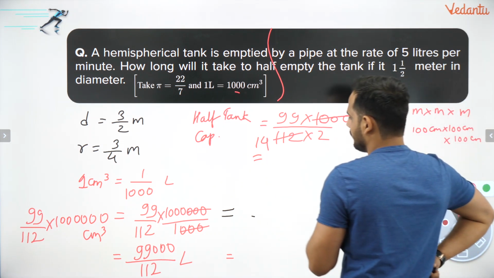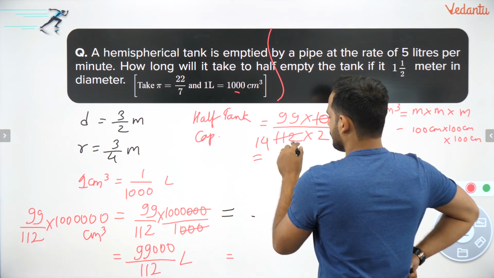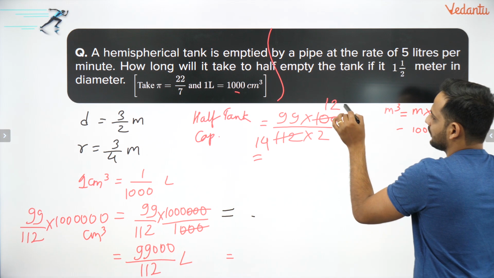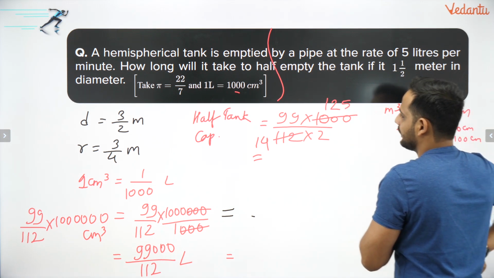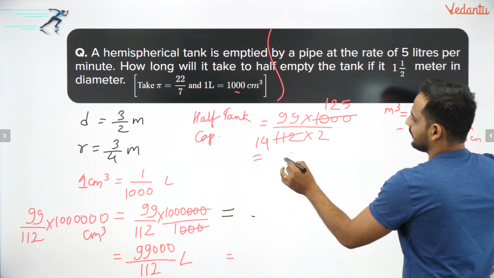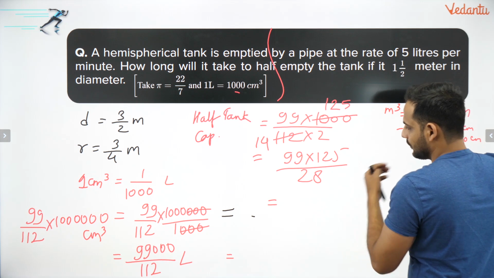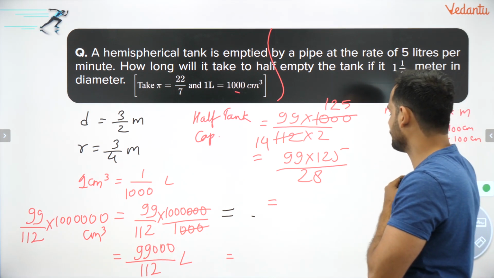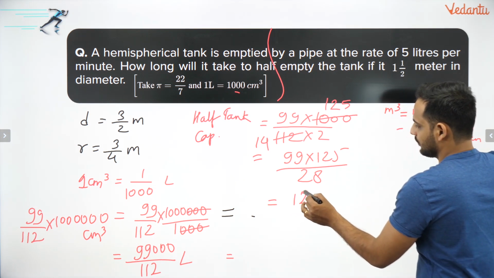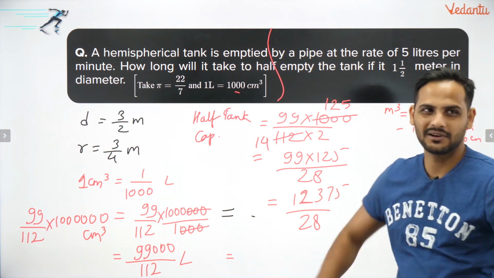16 sevens are 112, so 8, and here 8 ones are 8, then 2 remainder, 8 twos are 16, 8 fives are 40, right? So 8 will divide. Can I divide anything else? 99 and 125 will not go further. So 99 into 125 by 28, which is equal to 125 into 100 minus 125, that is 12,500 minus 125, which is 12,375 upon 28. So many bad calculations.